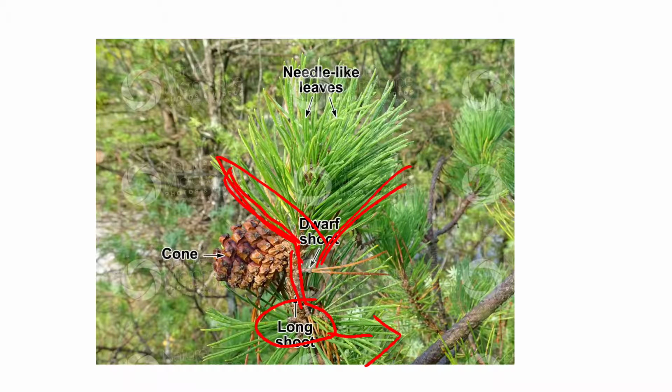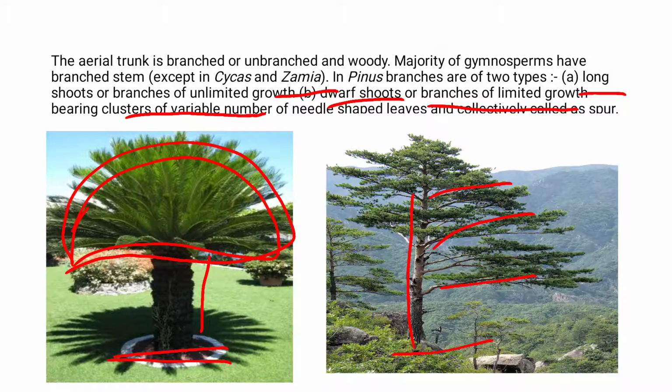And if you look at the internal morphology or internal anatomy of the stem, particularly of one of the advanced gymnosperms, that is Gnetum, a species of gymnosperm, it shows secondary growth. Even in Cycas and Pinus you can see secondary growth, but in case of Gnetum, the secondary growth is prominent. That's why Gnetum is considered as the advanced gymnosperm.